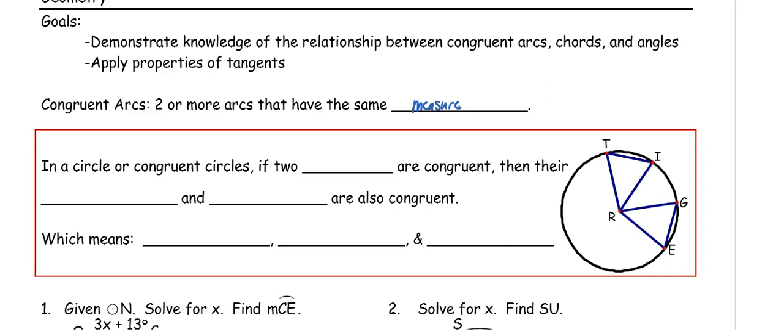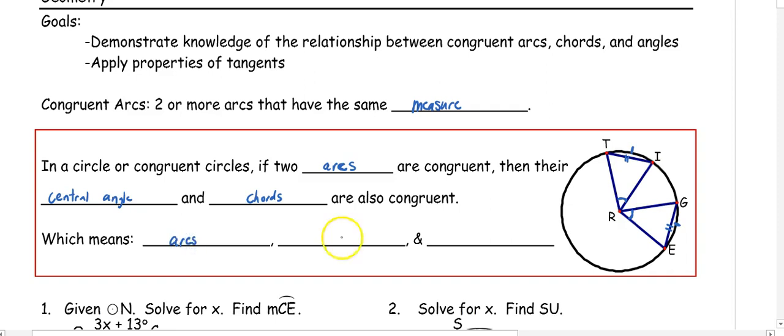In a circle or congruent circles, if two arcs are congruent, then their central angles and their chords are also congruent. So if we have two congruent arcs, TI and GE, those chords are also congruent and the central angles are congruent, which means if we know one of them, we know them all. So we know that the arcs, the chords, and the central angles are congruent.